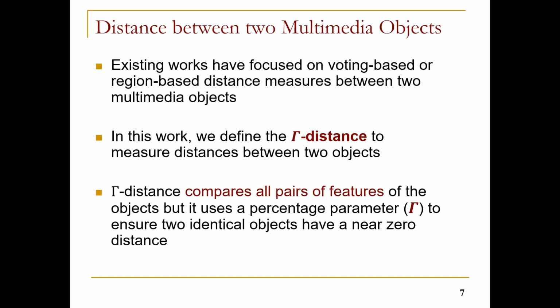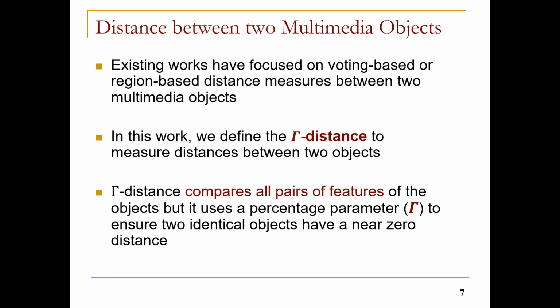In order to give theoretical guarantees on an object query, we have to define a distance metric between two objects. Note that there have been several works that have defined voting-based similarity distance measures between two multimedia objects, especially images. Also, region-based algorithms have been explored in the past, whose main strategy is to divide the query object into regions and compare these regions of the dataset objects via some region distance, and then aggregate the resulting distances.